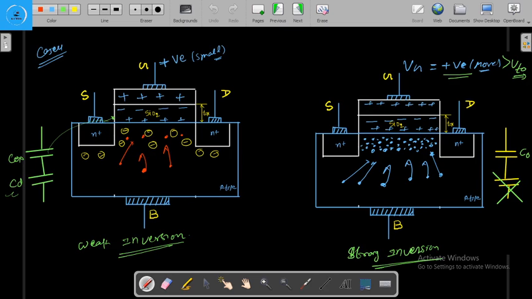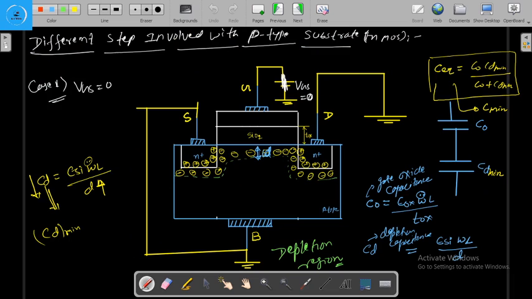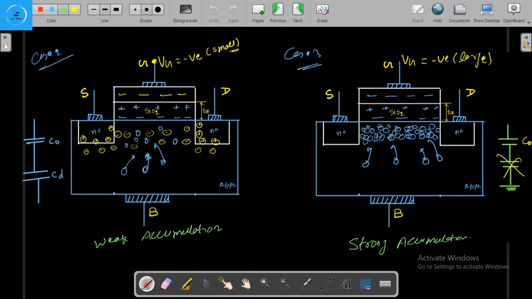Now when we apply a small positive gate voltage, the electrons as well as the negative immobile ions are present between the source and drain, and this region is known as the weak inversion region. And when we apply a more positive gate voltage, only electrons are present between the source and drain, the region near the SiO2 interface is inverted, and this is known as strong inversion. So there is a simple way to understand this.